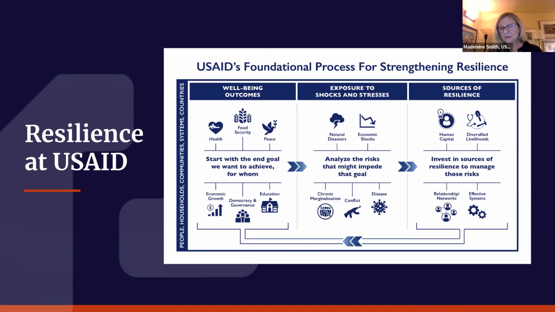I'm going to move on to the second step here, where we analyze risks that might impede goals, and we call these shocks and stresses. Shocks are sudden onset events, such as the COVID-19 pandemic, which has had far-reaching impacts on education systems, students and households, cyclones, earthquakes, floods, and others. Stresses are slower onset, such as droughts, but also chronic challenges like entrenched poverty, food insecurity, and malnutrition.